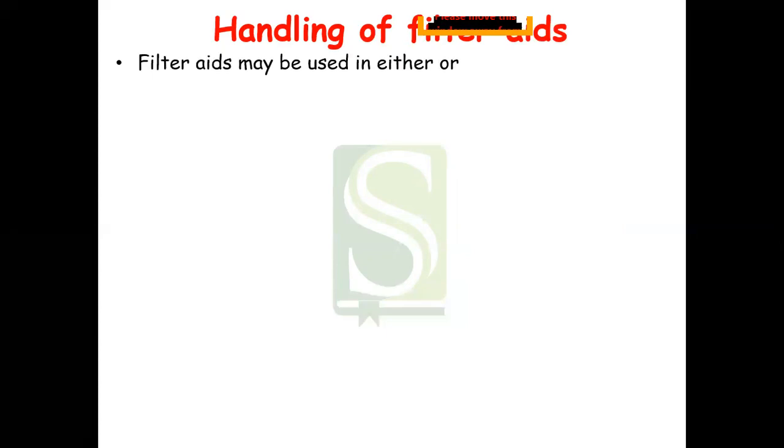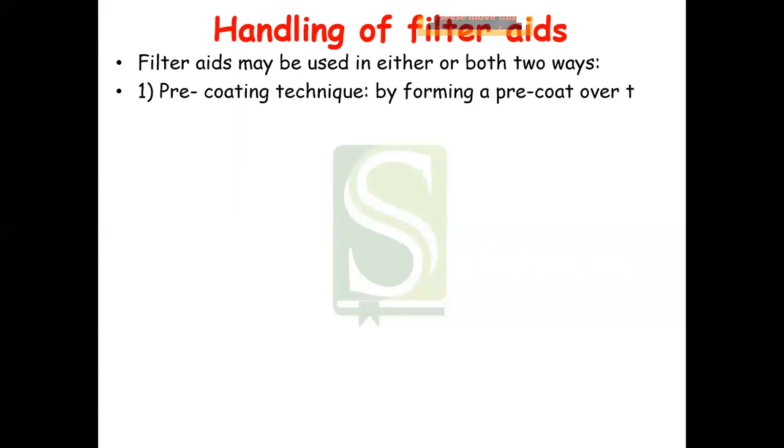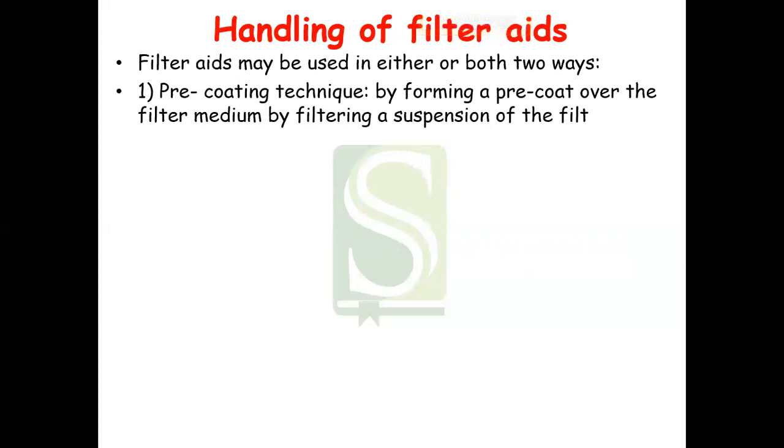Filter aid may be used in either or both of the following two ways. The first way is the pre-coating technique. In the pre-coating technique, a pre-coat is formed over a filter medium by purely filtering the suspension of filter aid. So what is done is that first we prepare a suspension of only the filter aid in the liquid. Then we pass that suspension over the filter media.